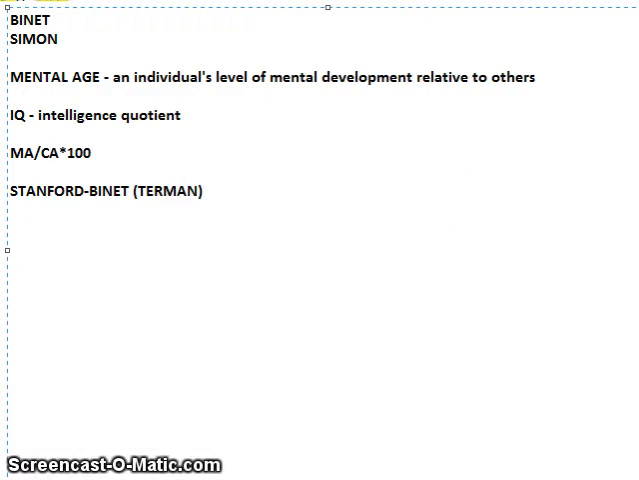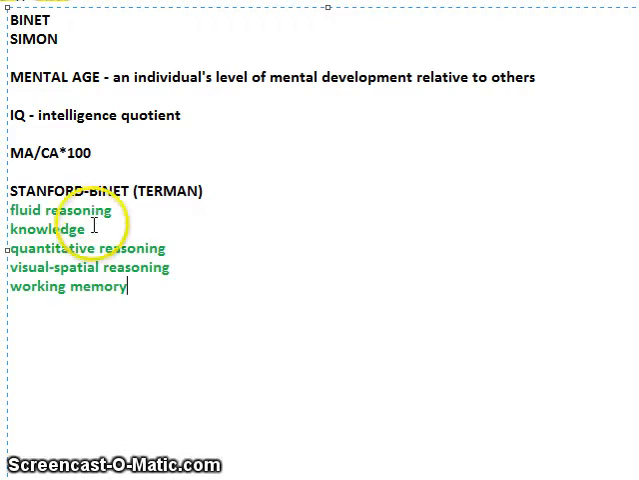And this test measures several different areas. It's in its 5th edition, and it has 5 content areas. It measures fluid reasoning, knowledge, quantitative reasoning, visual spatial reasoning, and working memory, all of these areas. And you are going to see a normal distribution. The average score, again, will be about 100 with an equal number of people scoring below that and above that.